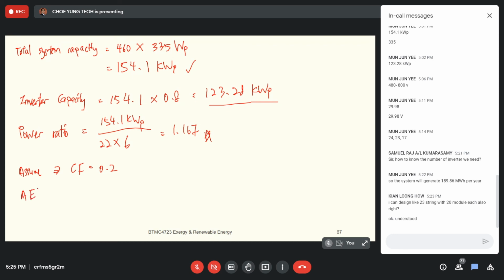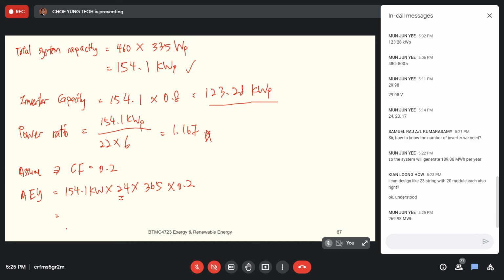Annual energy yield. Okay, so 154.1 kilowatt, you run for 24 hours and 365 days, multiply with 0.2. We still consider 24. I know that you will say, 12 hours we do not have sunlight, but this is already calculated in this capacity factor. Then we get 269. Okay. Munjun, how did you get 189 just now?